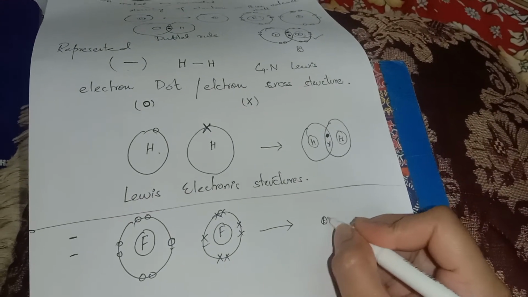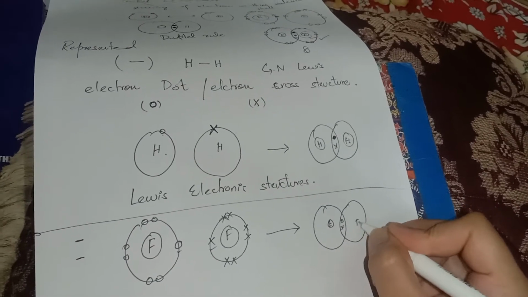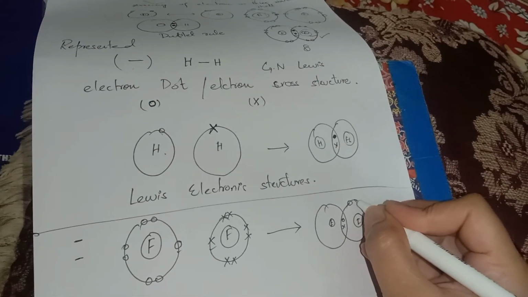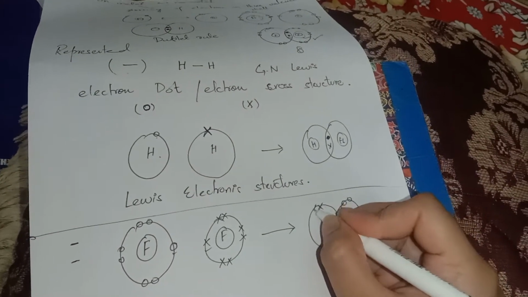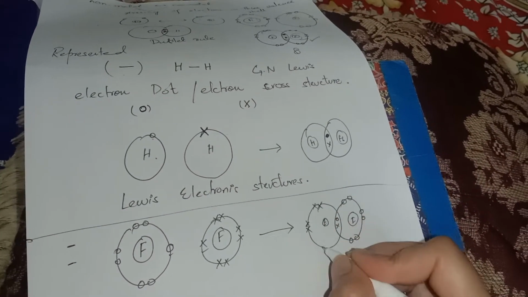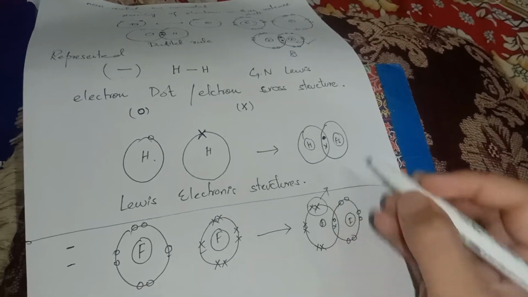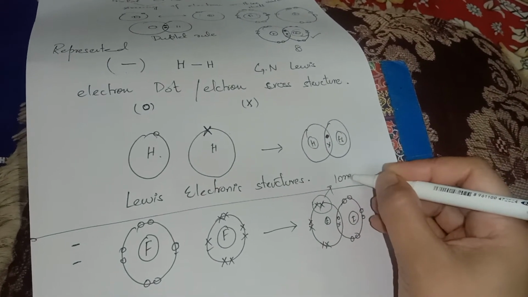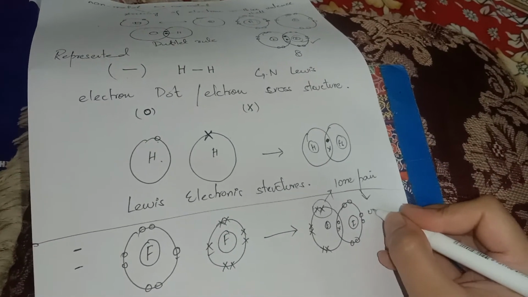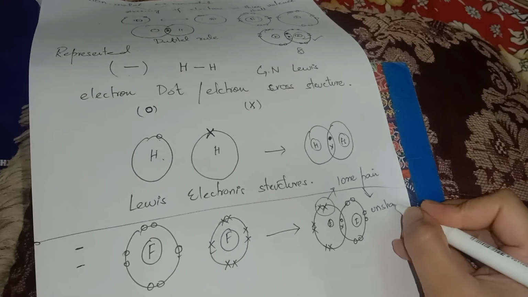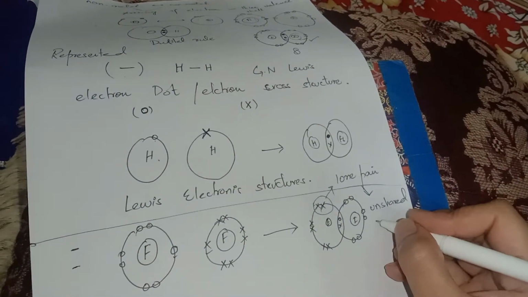What about the rest of the electrons present in fluorine? These electrons are also part of the valence shell, but they are not part of the chemical bonding. These electrons are known as lone pairs or unshared pairs of electrons, because they are not shared with each other.